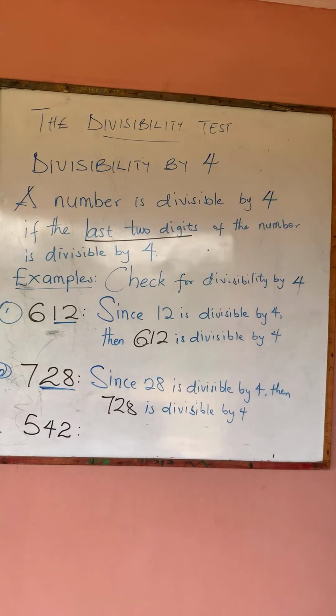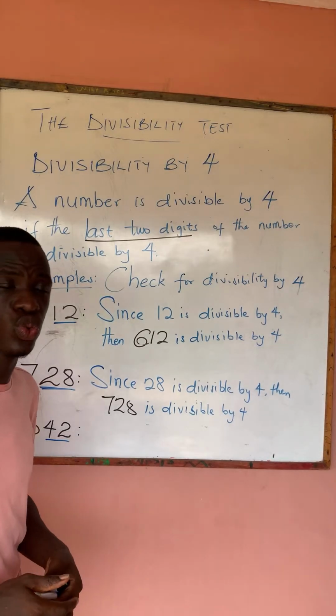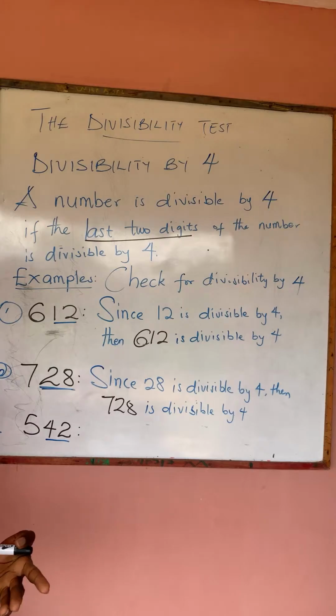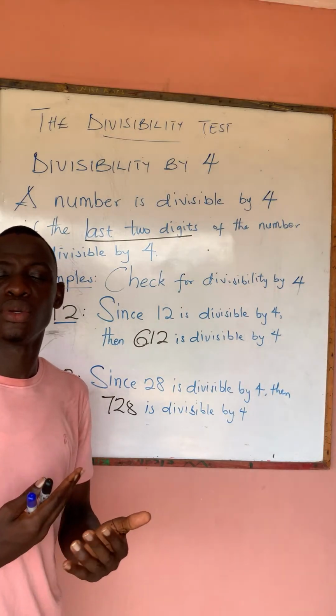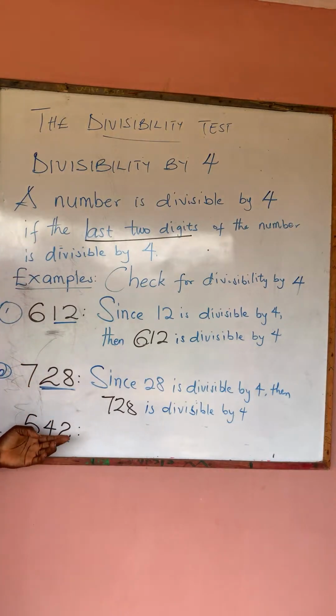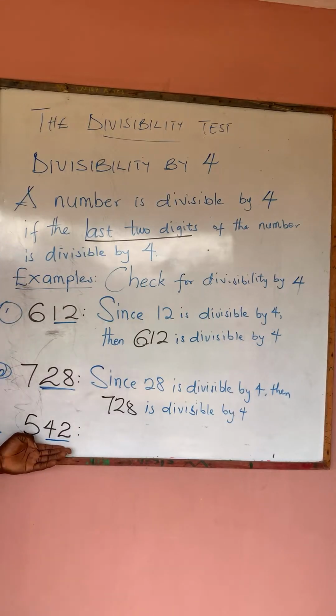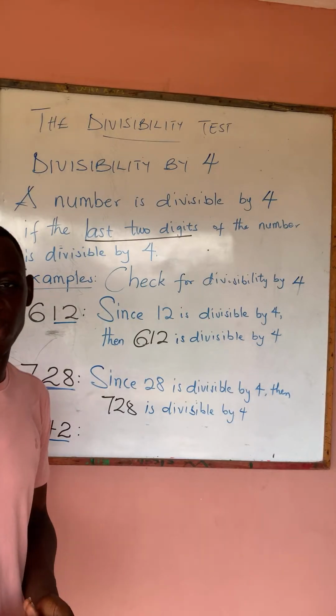Alright, so let's get to the solution. We are looking at the last two digits, and the number formed by the last two digits is 42. Now, 42 is not divisible by 4, because 4 cannot divide 42 exactly. Okay? So since 42 is not divisible by 4, it's not a multiple of 4, then we conclude that 542 is not divisible by 4.